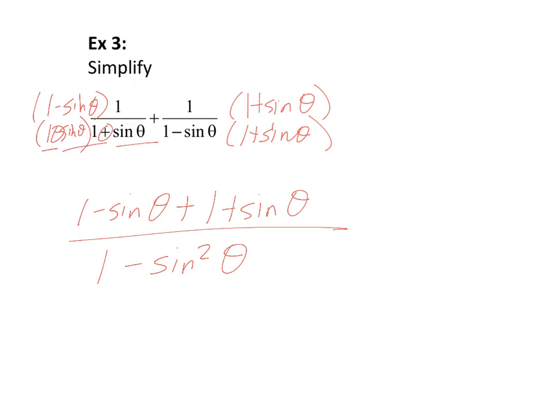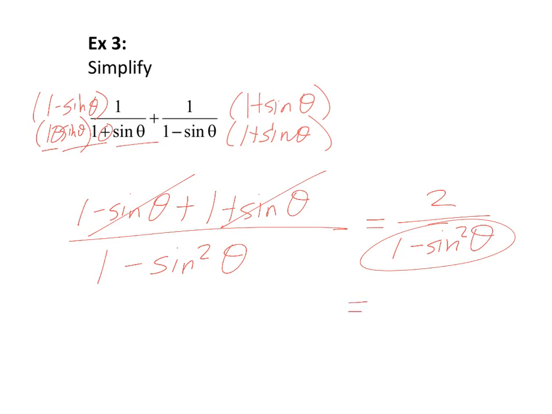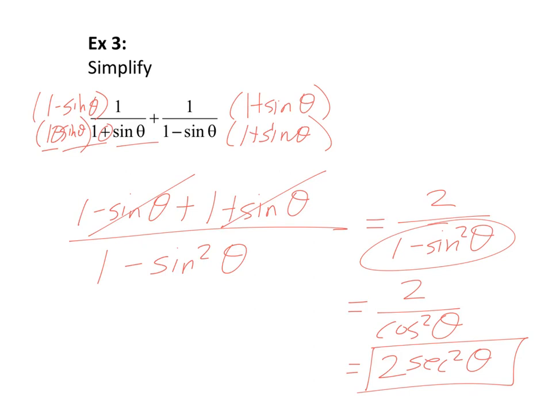Well, let's simplify here. So the signs cancel out. That's pretty nice. Then I have 2 over 1 minus sine squared theta. And looking at this, we can apply the Pythagorean identity. So we get 2 over cosine squared theta. And applying the reciprocal identity, we get 2 secant squared theta. All right, done with that one.